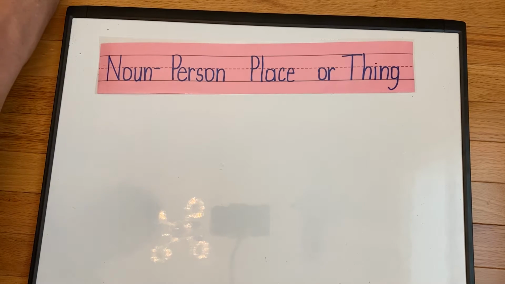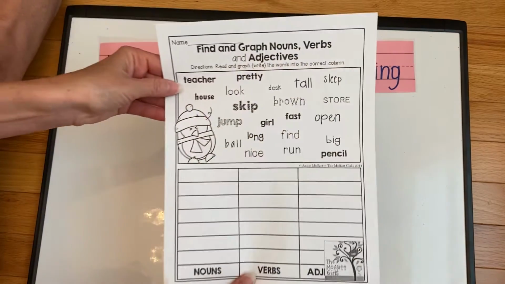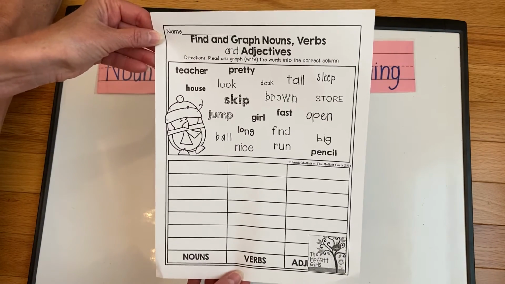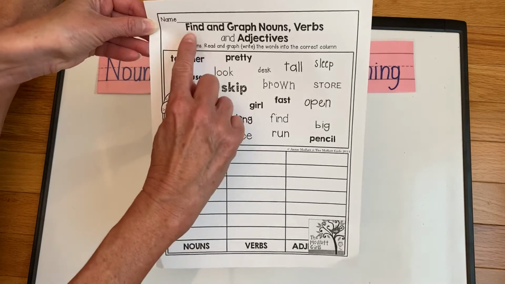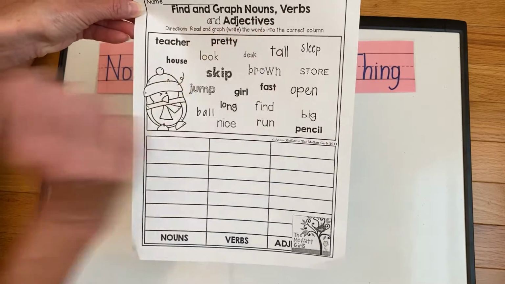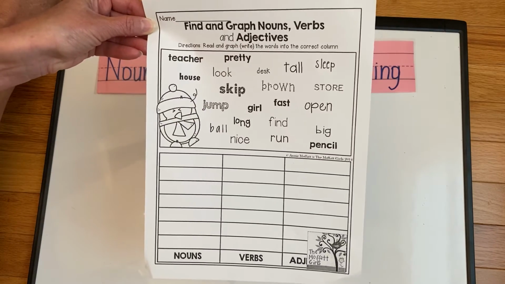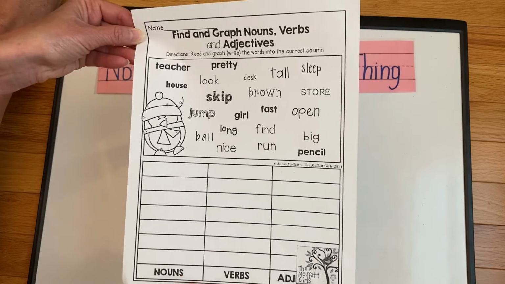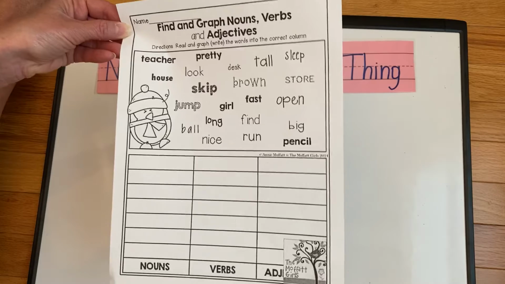Today we're going to have a lesson that kind of combines grammar and math. So what I need you girls to get for this lesson is the sheet that Miss Hannah put in your packet that looks like this. It says find and graph nouns, verbs, and adjectives. When you get this sheet, I want you to put it to the side because we're not going to use it just yet, but we will.